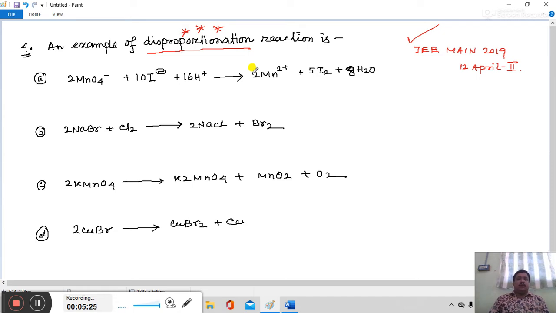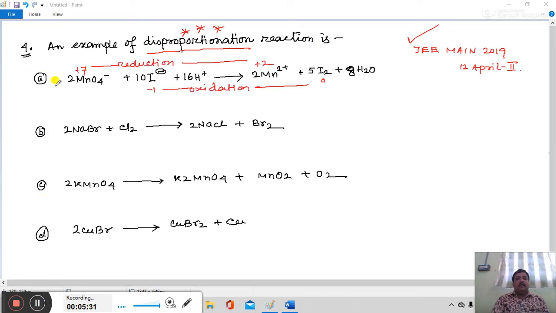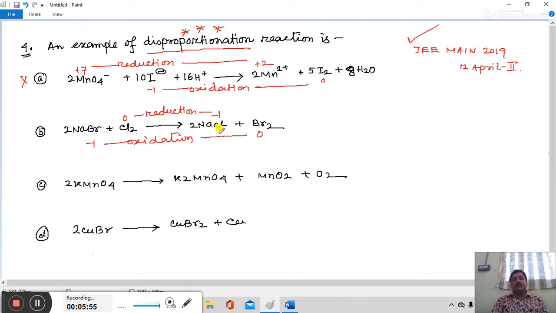So, in equation A, the manganese atom undergoes reduction from +7 to +2 state and iodide undergoes oxidation. So different atoms undergo oxidation and reduction. So equation A is not an example of a disproportionation reaction. In equation B, bromide undergoes oxidation and the chlorine atom undergoes reduction. Different atoms undergo oxidation and reduction. So equation B is not an example of a disproportionation reaction.